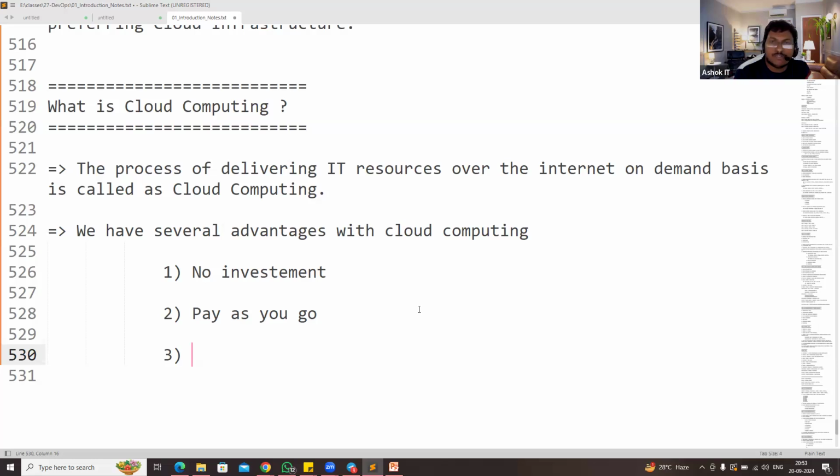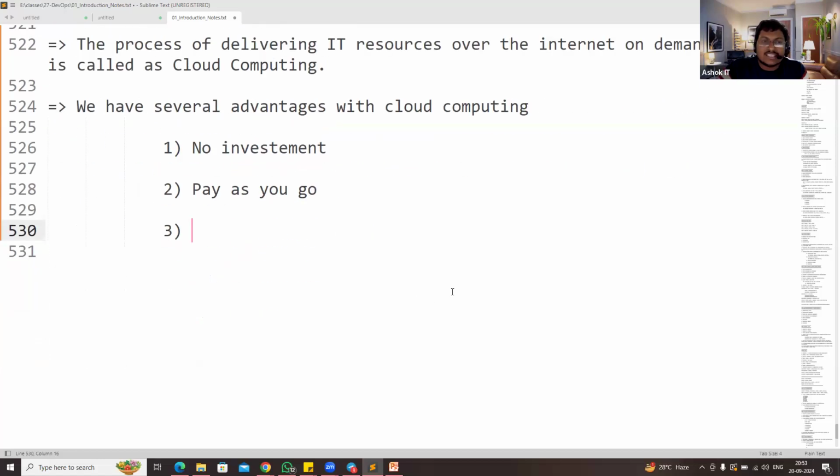Okay. So when you go for on-premises infrastructure, there are several challenges available. To overcome those challenges, we are going for cloud computing. What is the meaning of cloud computing? The process of delivering IT resources over the internet on demand basis is called cloud computing. We have several advantages with cloud computing. What are those? The first one is no investment. The second one is pay as you go. No investment means you need not pay any advance amount for them. Whatever you use, you pay for that.